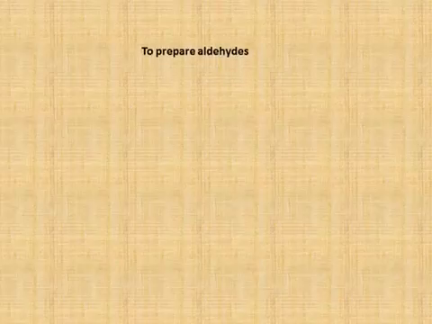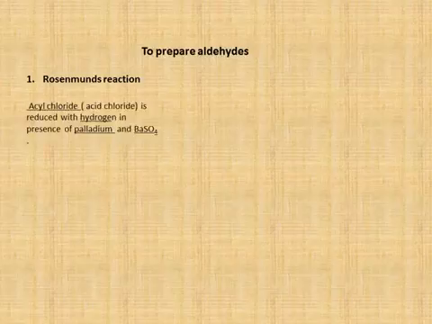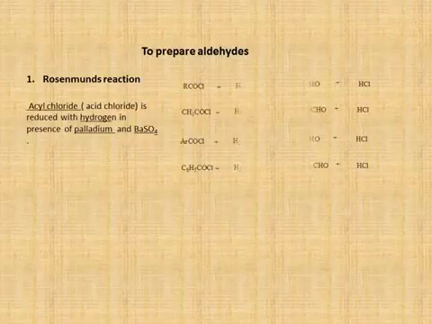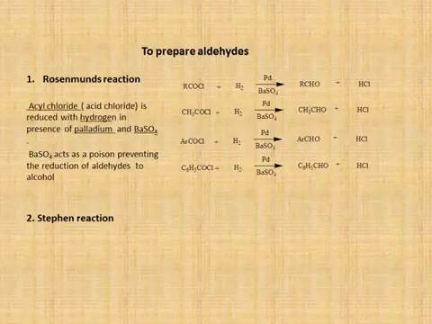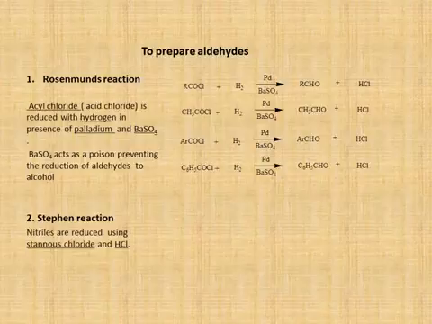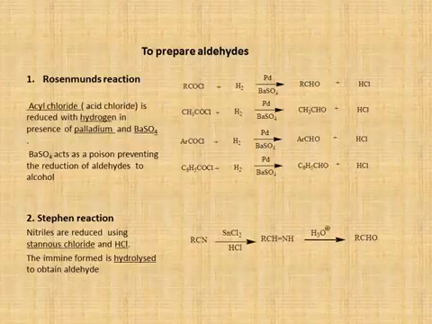An important name reaction is Rosenmund's reaction. Acid chloride is treated with hydrogen in presence of palladium and barium sulfate. Now, barium sulfate acts as a poison and prevents the reduction of aldehyde to alcohol. In Stephen reaction, nitriles are reduced using stannous chloride and HCl. The imine formed is hydrolyzed.